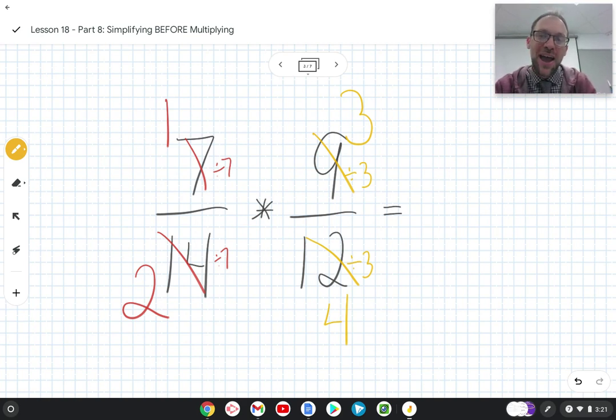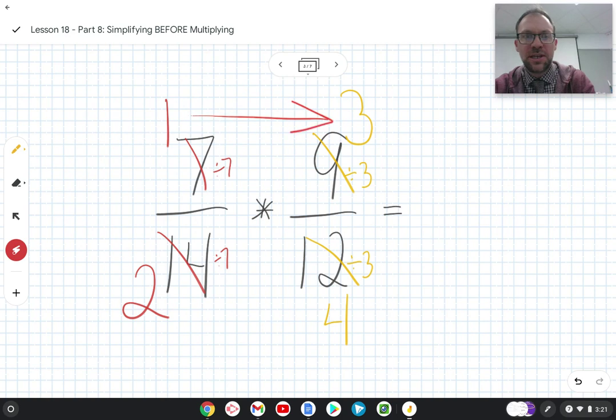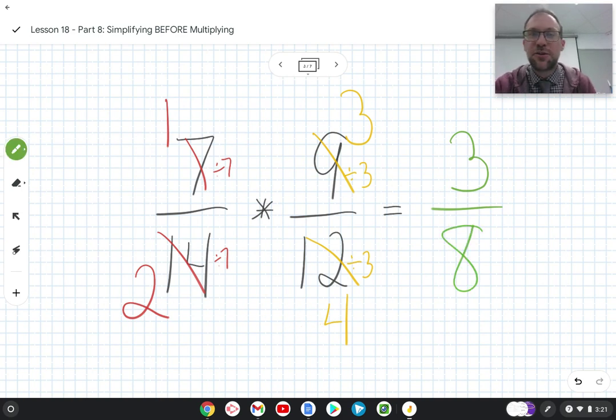Since both of these factors are in simplest form, my product's going to be in simplest form. 1 times 3 is 3. 2 times 4 is 8. 3/8 is the simplest form of this product.